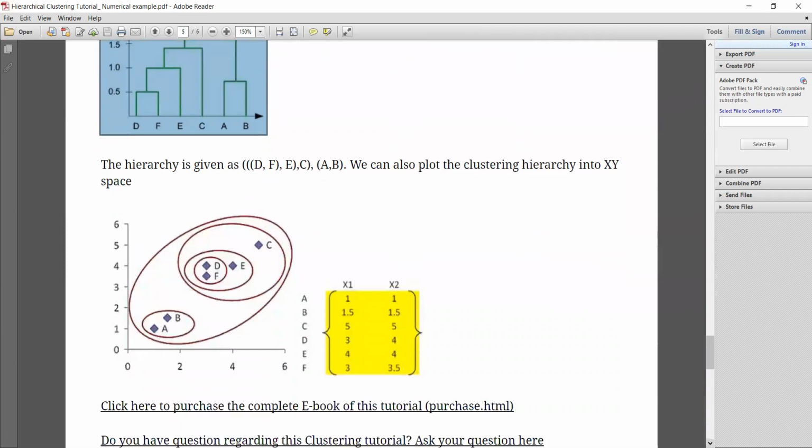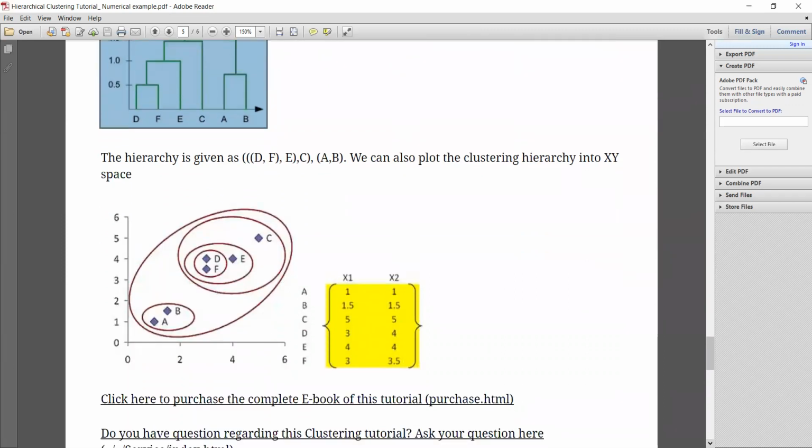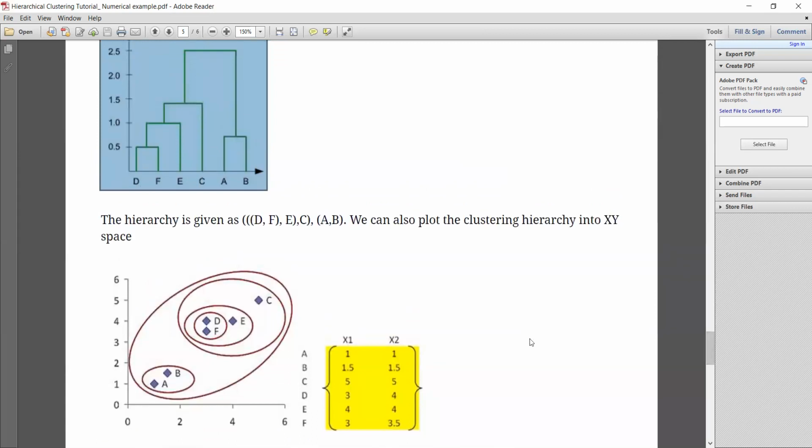Also, this hierarchy of clusters that you have obtained in the different iterations, you can represent in the scatter plot, right? So we can also plot the cluster hierarchy in the XY space. So this is my XY space for this example, right? Here is the x-axis and y-axis, my data points x1 and x2, right? And in the first iteration, we merge D and F together here. Then we merge A and B at distance 0.71.